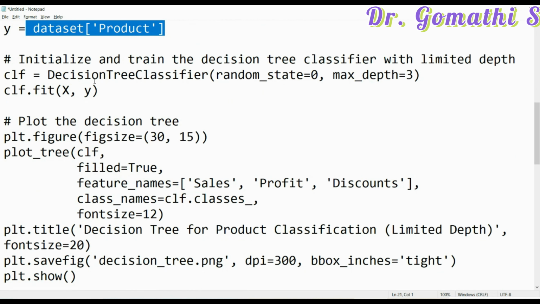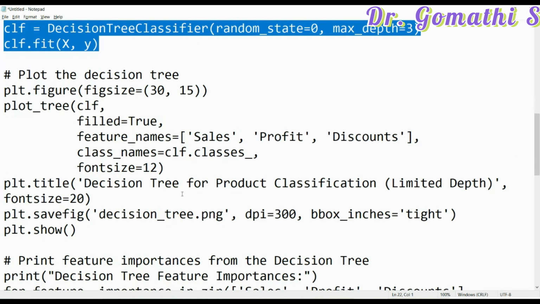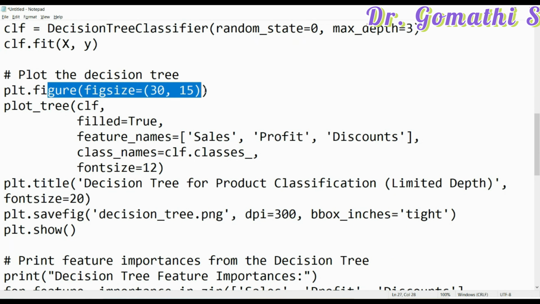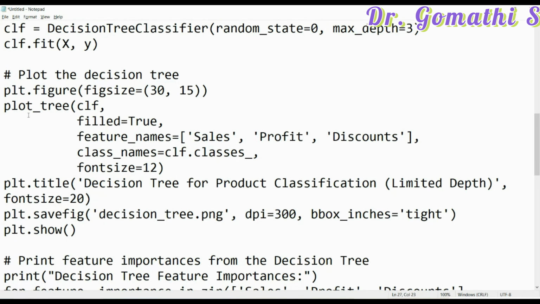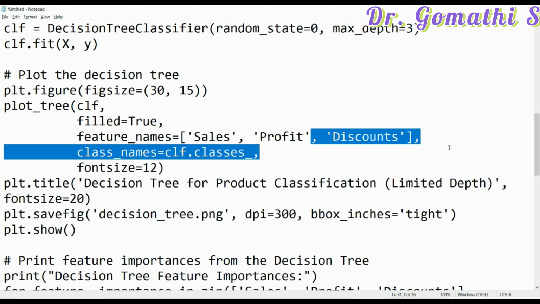So this is what we have done so far till this particular place, and now we have to plot the decision tree properly. I am just setting up the figure size, that is 30 by 50, which is 30 inches width and 50 inches height. And then I'm just plotting the tree. This will plot the decision tree with the features and classes labeled. Okay, so filled, I am making it filled true, and the feature names are sales, profit and discount.